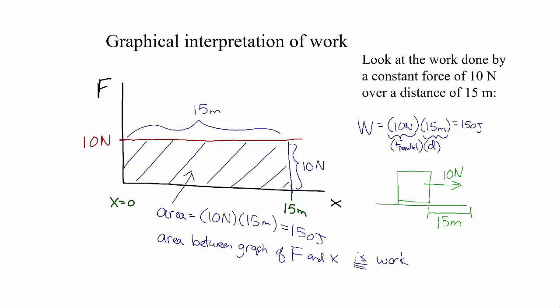This is very similar to when we were looking at kinematics graphs. The area between the velocity versus time graph and the t-axis gave us the displacement, or the area between the acceleration versus time graph and the t-axis gave us the change in velocity of the object. This is another situation. We can relate this work done to this area. So the area between the graph of F and position is the work done on the object.